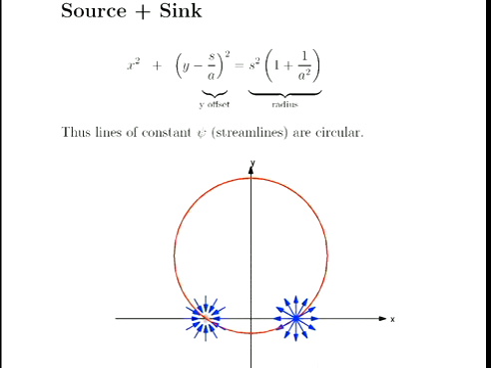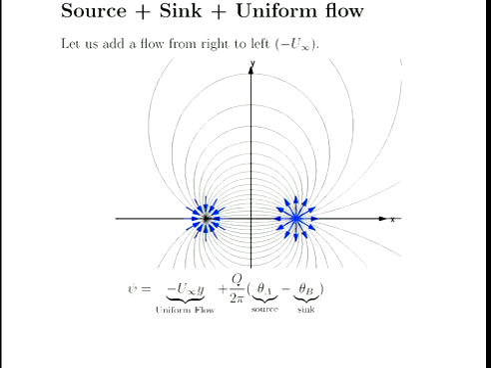So if I plot those streamlines for many different values of the stream function, you can see the streamline pattern associated with this source and sink. It's just this weird superposition of all of these circular streamlines. All right. So now let's add flow from.